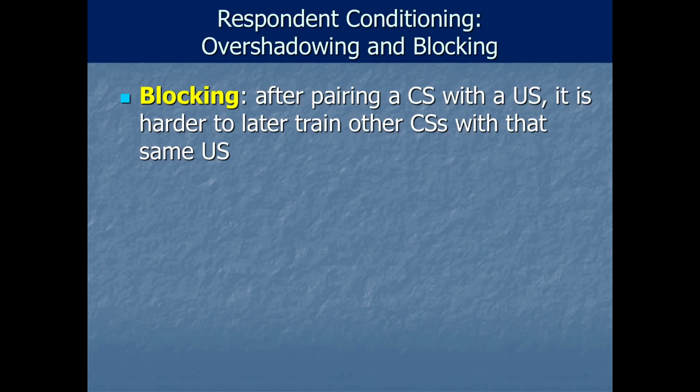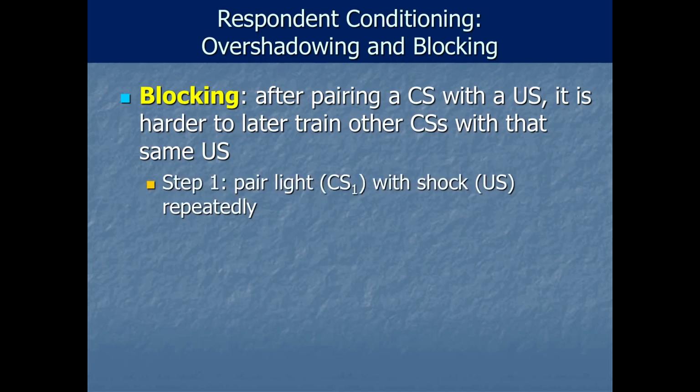Here's a common setup in a laboratory. Step one would be to pair something neutral, like a light, right? A certain light, that'll be our conditioned stimulus one. Pair that up with a shock repeatedly over and over again. Obviously, this is normal respondent conditioning. The light will start to cause a CR, right? If we're pairing it with a shock, it's going to start making them dislike the light. The light is scary. They might freeze to the light.